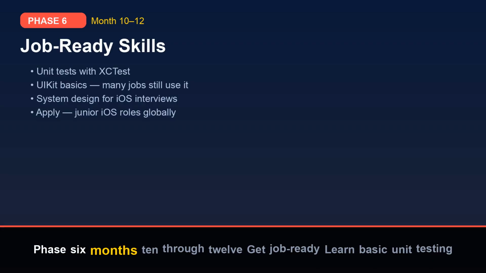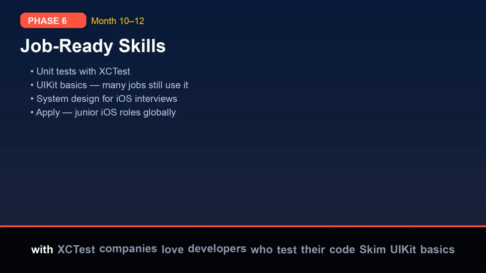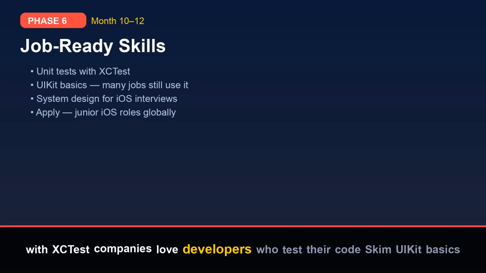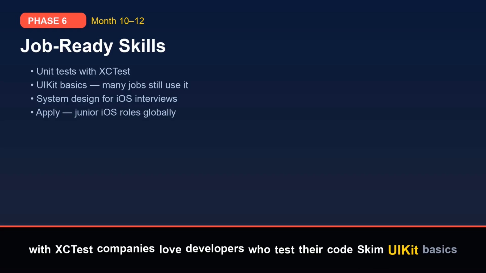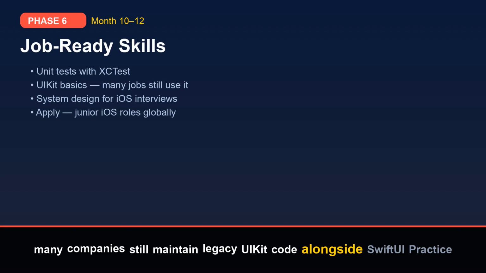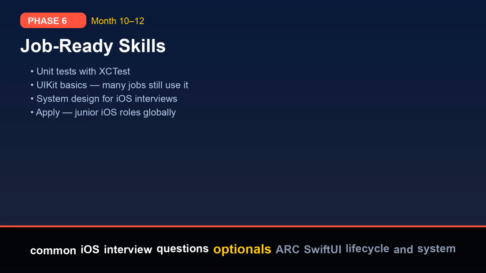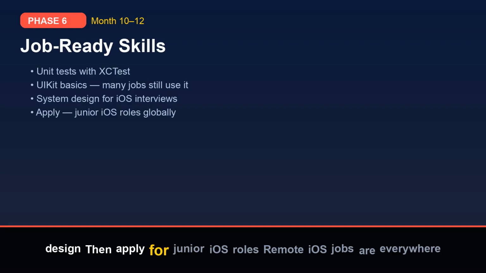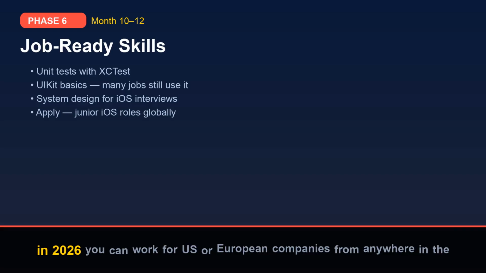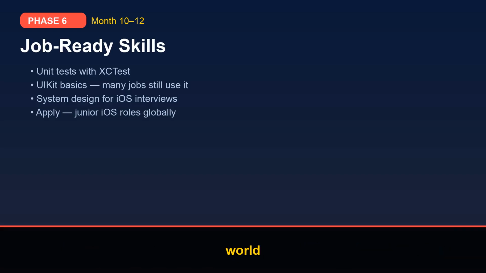Phase 6, months 10 through 12. Get job ready. Learn basic unit testing with Xcode. Companies love developers who test their code. Skim UIKit basics. Many companies still maintain legacy UIKit code alongside SwiftUI. Practice common iOS interview questions: optionals, ARC, SwiftUI lifecycle, and system design. Then apply for junior iOS roles. Remote iOS jobs are everywhere in 2026. You can work for US or European companies from anywhere in the world.